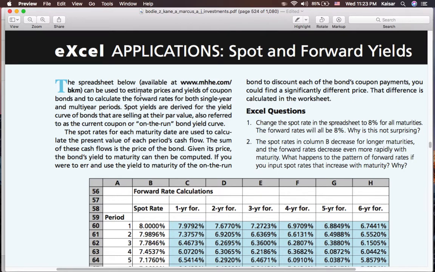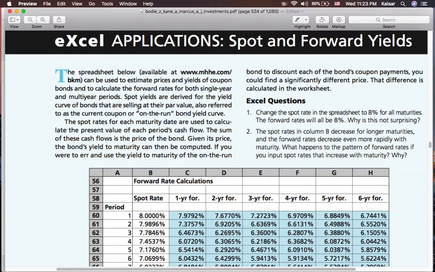can be used to estimate prices and yields of coupon bonds and to calculate the forward rates for both single year and multi-year periods. Spot yields are derived from the yield curve of bonds that are selling at their par value, also referred to as the current coupon or on-the-run bond yield curve.